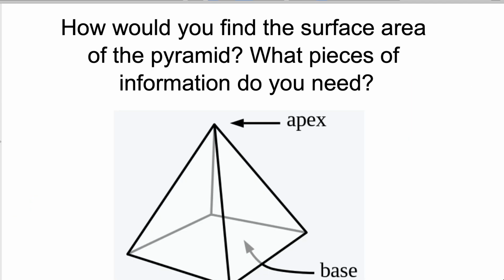How would you find the surface area of a pyramid? So here's a pyramid for you. What do you think, what information? Now surface area, remember, that's like we're painting it. So that's the outside of it. What do you think we would need?